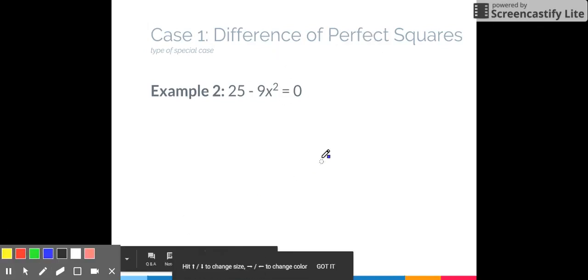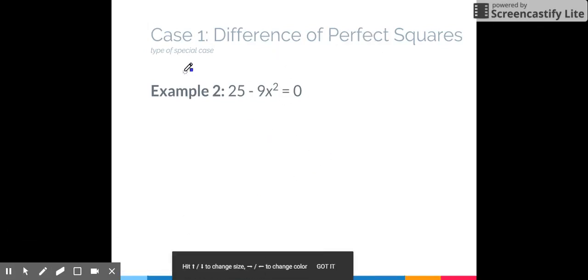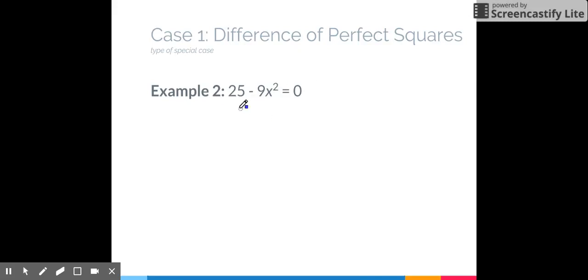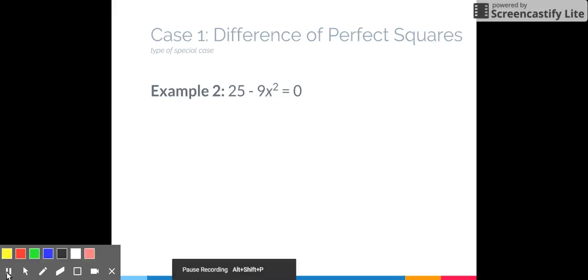Now let's take a look at our other equation. We have 25 minus 9x squared equals 0, and right now we know that this is a special case because I'm telling you, but what if you were just given this and you weren't sure? Well, if you see that you have two terms being subtracted and you don't have a linear term, you probably just want to take a second and think, are these perfect squares, right? 25 is a perfect square, 9x squared is a perfect square. So we can use this method.